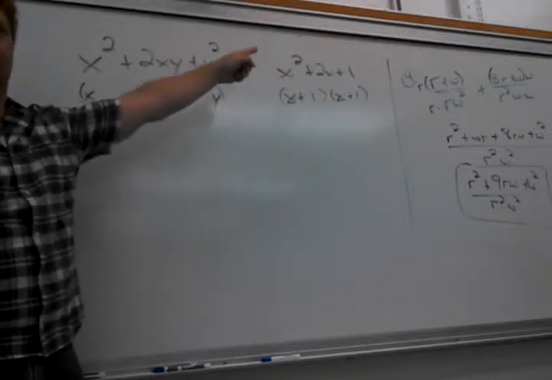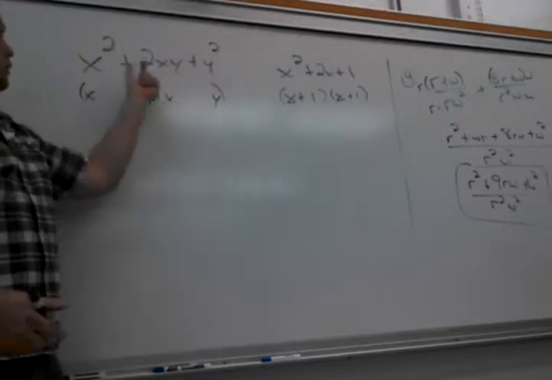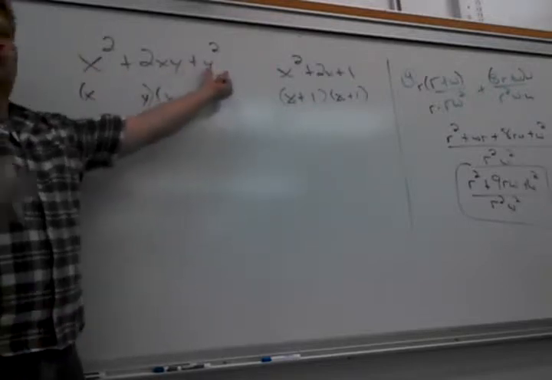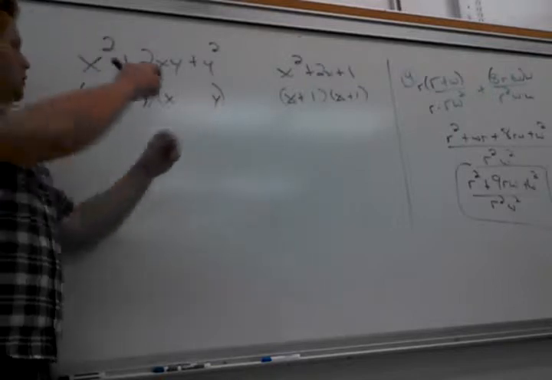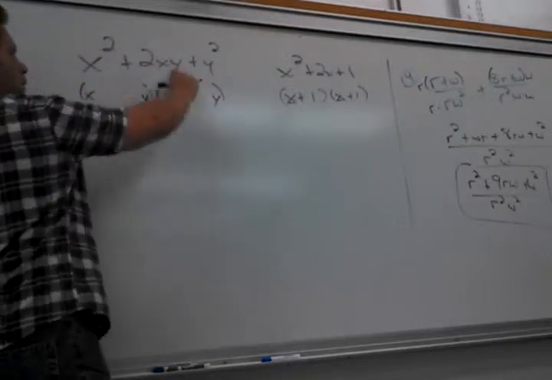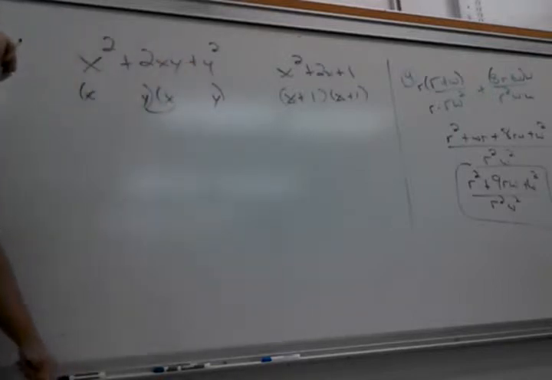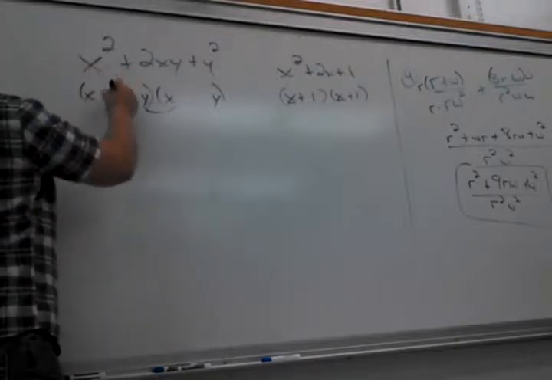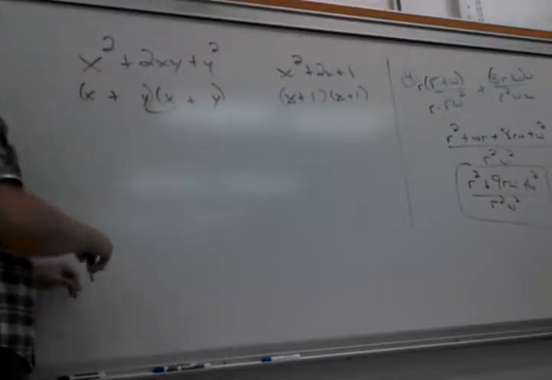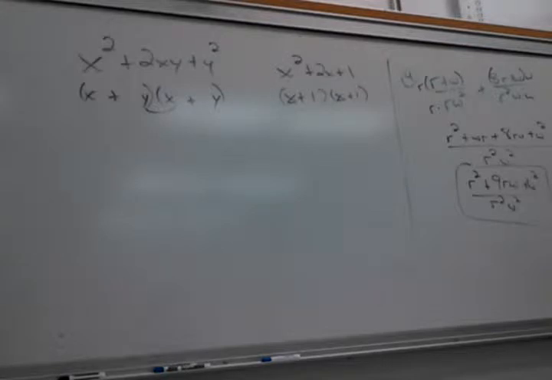I just took the y's out of that dude, right? So x squared is xx, y squared is yy. The middle term is going to be xy, xy. That's why it's xy. So it's 1, 1. Yeah, so it's x plus 1y, x plus 1y. That's your answer.